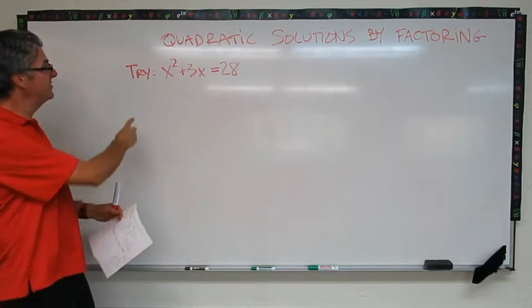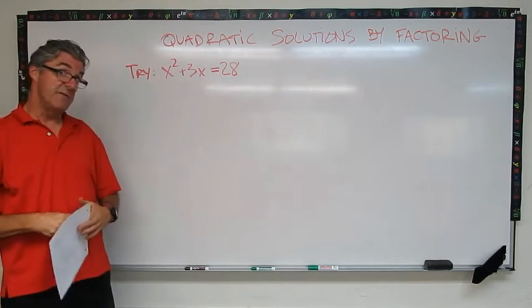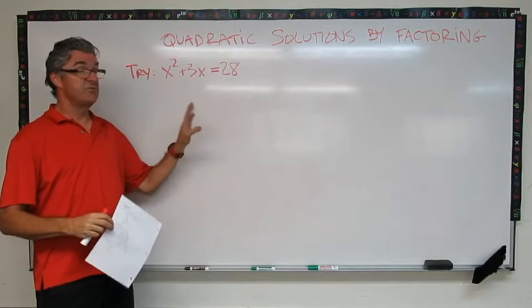Okay, I'm going to have you try this one. x squared plus 3x equals 28. This requires a different factoring technique than any of the ones we've done so far.